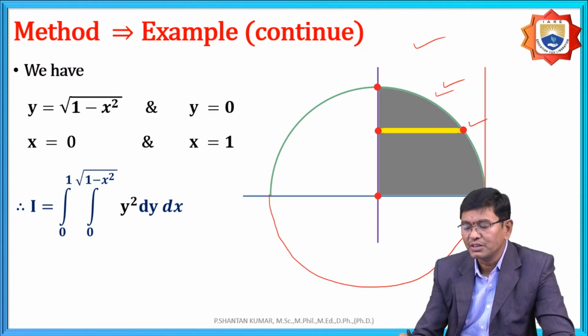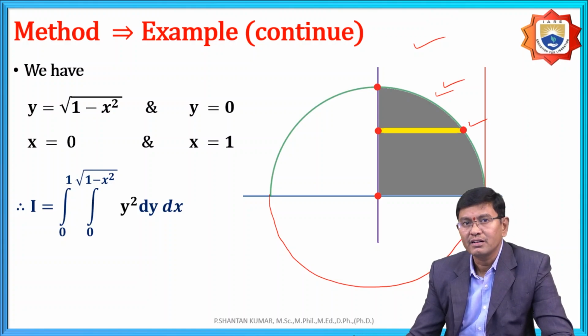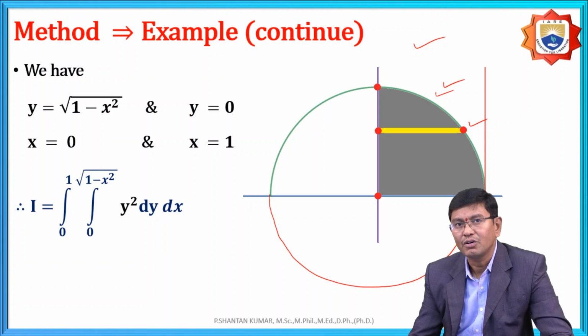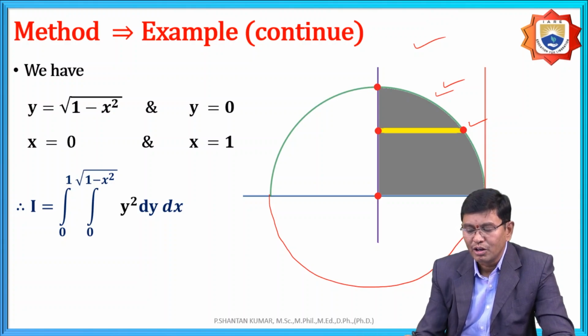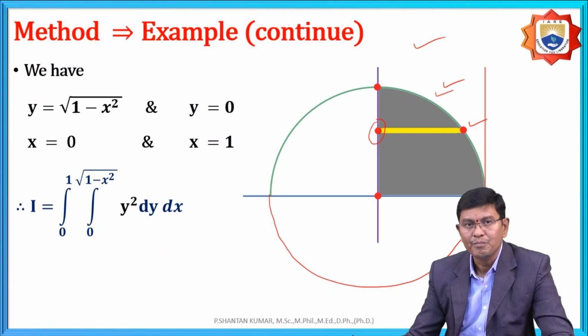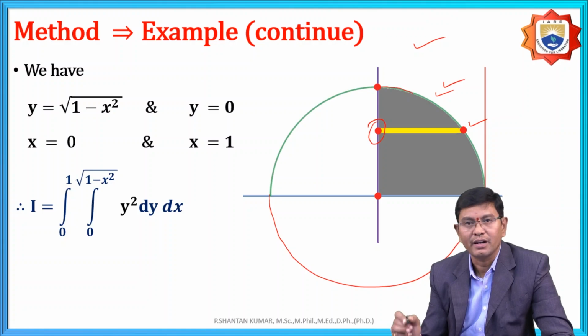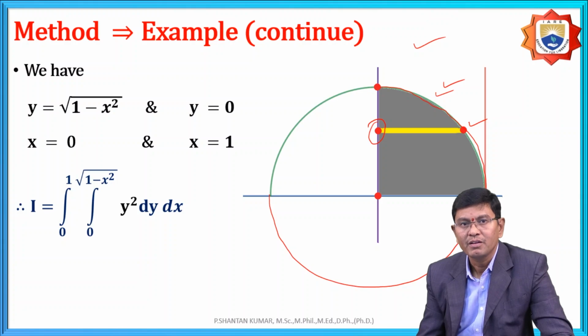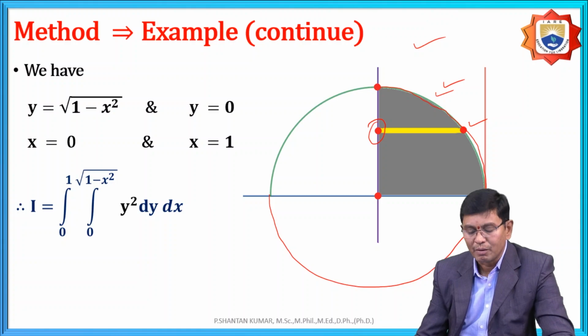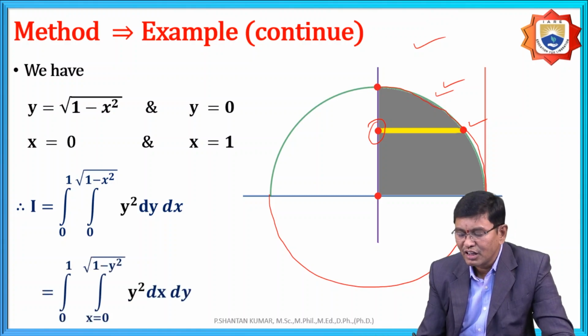Observing the horizontal strip, the left side is the inner part and the right side is the outer part. The lower limit is x is equal to 0, and the outer limit is where it intersects the circle. As we know, the circle is x square plus y square is equal to 1, so finding x in terms of y, x is equal to root of 1 minus y square. The intersecting points are 0, 0 and 1, 1.